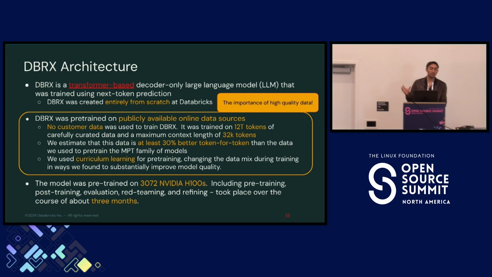So we use a bunch of tricks here, including what we call curriculum learning, which involves, at the last stage of the model, teaching the model in a different way. And the model is able to support 32K tokens worth of context.